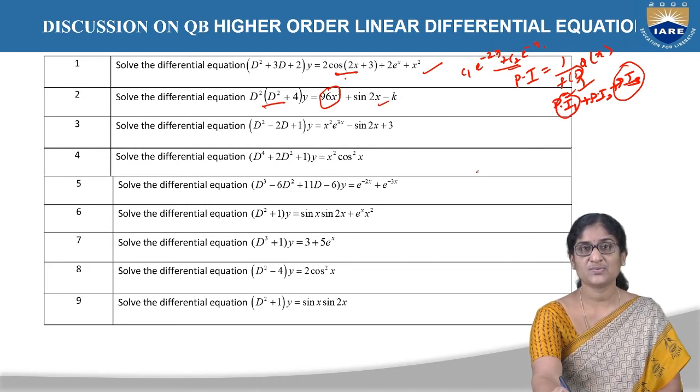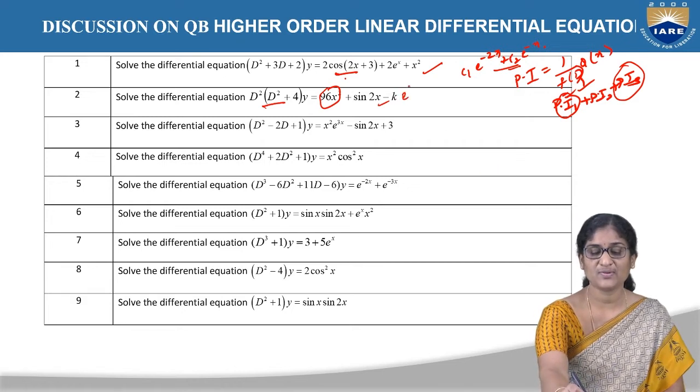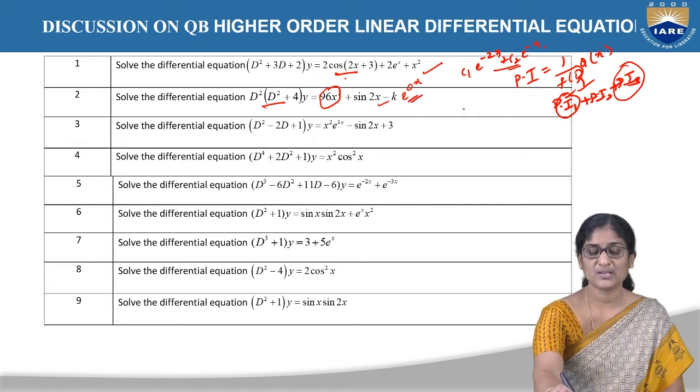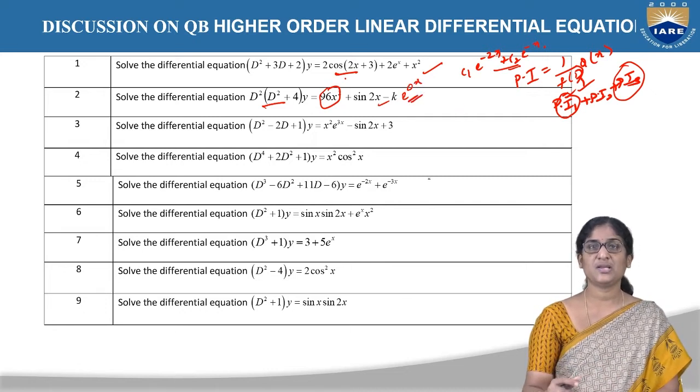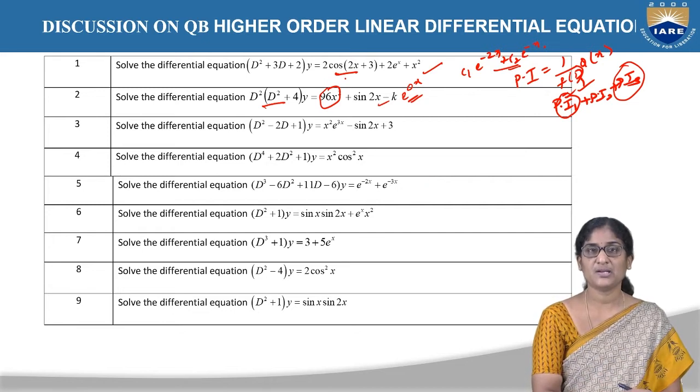And next one is 1 by D squared (D squared + 4) into sin 2x, that is obtained by substituting D squared = -2 squared. Suppose the denominator is leading to 0, you use the formula x times 1 by 2a into cos 2x. And the third one is 1 by D squared (D squared + 4) into -k. As k is a constant, you just multiply with e to the power of 0x to get the third one, that is PI3. So add all these three and give the final particular integral, which has to be again added with the complementary function to give the final general solution of the higher order differential equation.